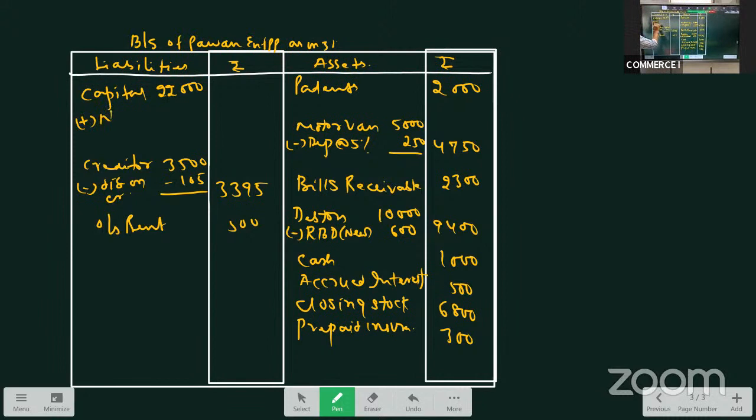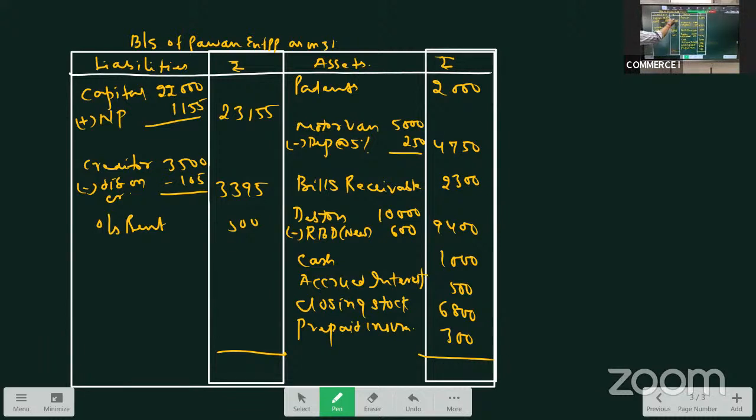Now capital is 22,000. What do we add? We add net profit. What was the net profit we got? 1,155. Add it: 23,155. Take the total on both the asset side and liability side. We'll see whether it agrees or not.